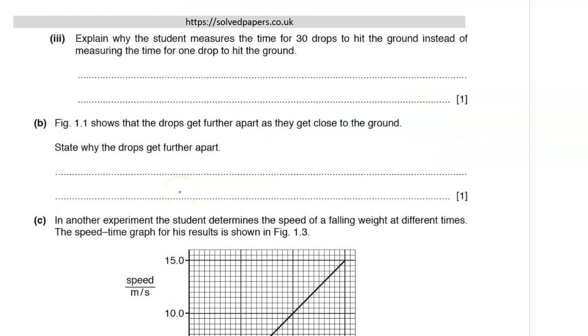Part 3: explain why the student measures the time for 30 drops instead of just measuring the time for one drop. Explain why the student measured the time for 30 drops to hit the ground instead of measuring the time for one drop to hit the ground. Of course, this is to do with the reaction time and minimizing the error, the time error that the student could involve if they measure one drop.